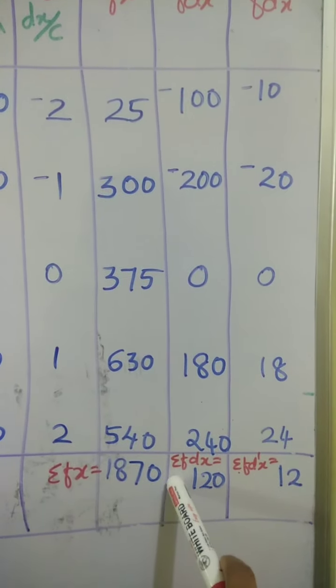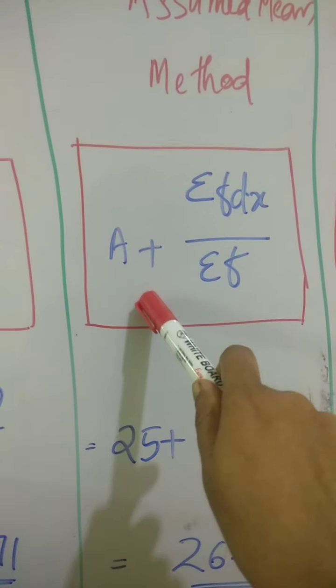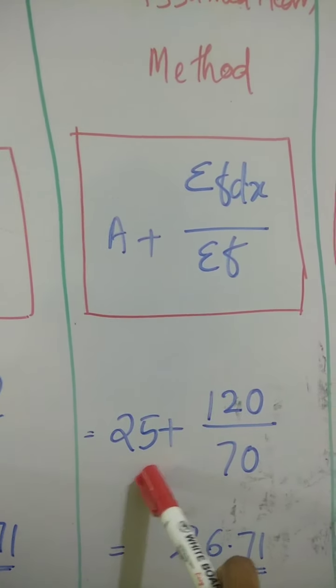First of all, the direct method. The equation is sigma fx by sigma f, that is 1870 by 70, and we'll get the answer 26.71. Now the next, assumed mean method: a plus sigma f dx by sigma f. Our assumed mean was 25. So 25 plus 120 by 70, we will get the answer 26.71.